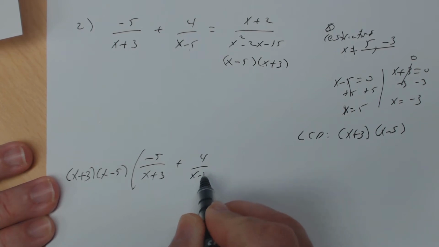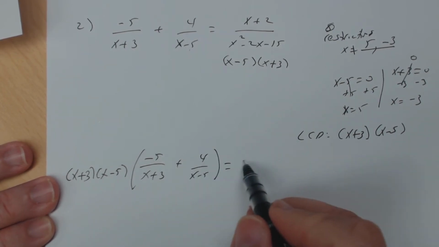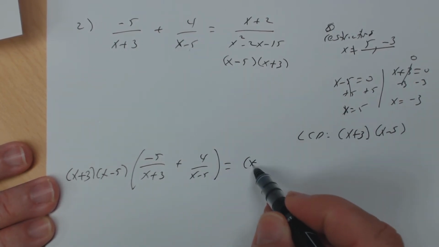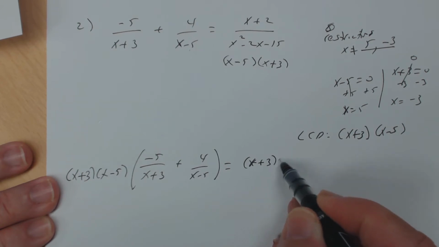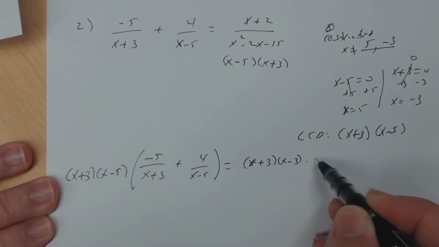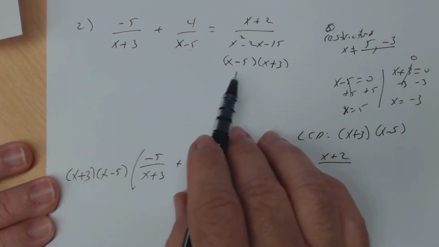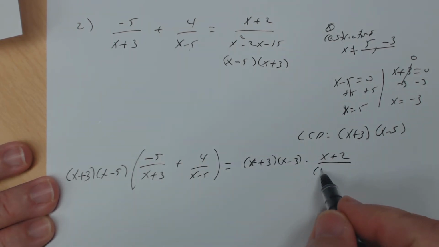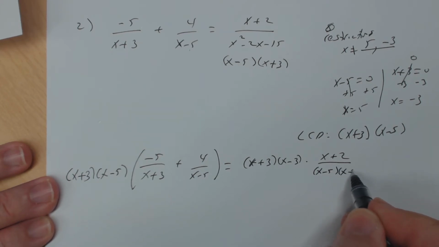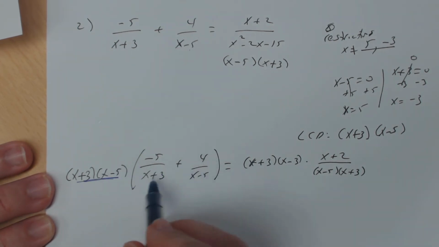Plus 4 divided by x minus 5 equal, and then the LCD times the other side. Now notice I'm just going to write this as x plus 2 divided by, and use the factored part, x minus 5 times x plus 3. Okay, so now remember, you're going to distribute this. You're going to get rid of these parentheses next.